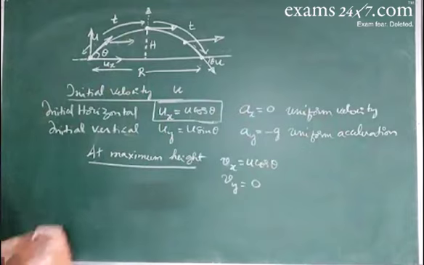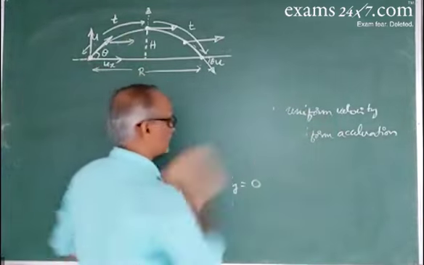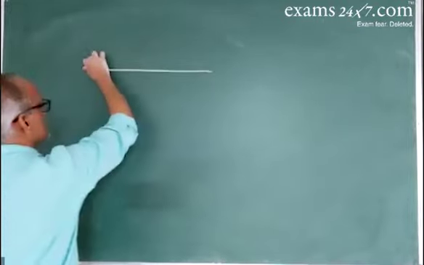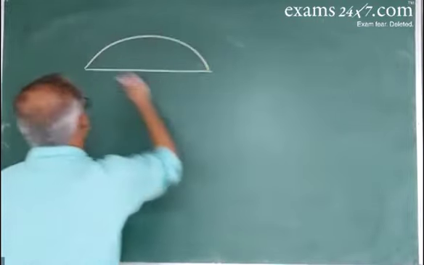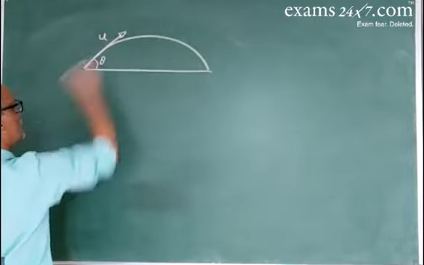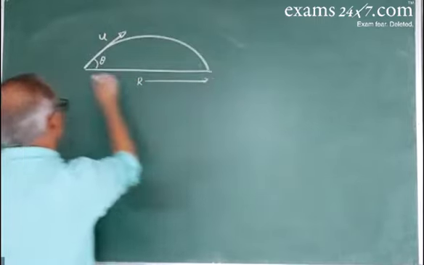So let's write some more equations related to the projectile. I'm going to start with the trajectory of the projectile. Let's consider this is a projectile projected with a velocity u, with an angle of projection theta. R is the range of the projectile.